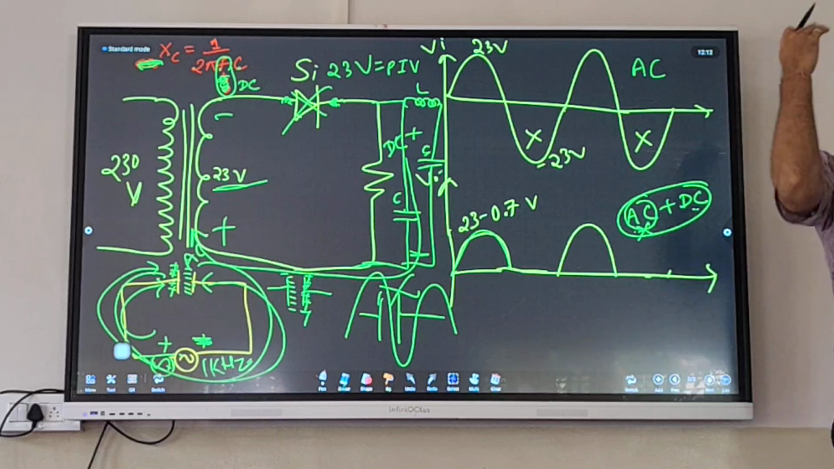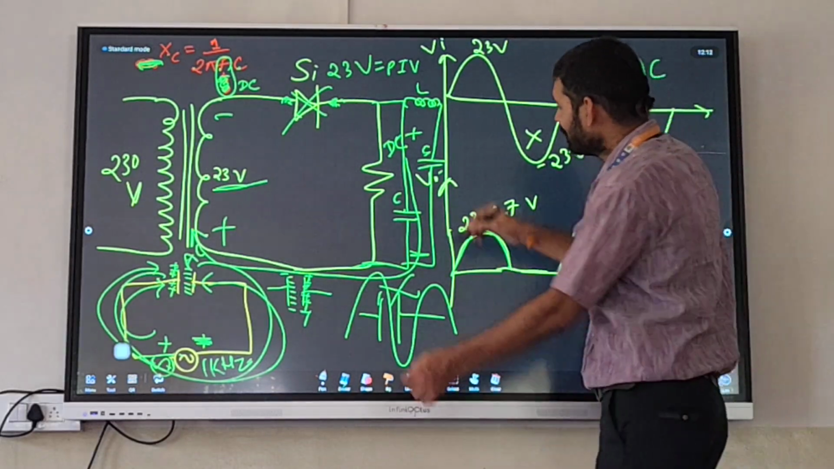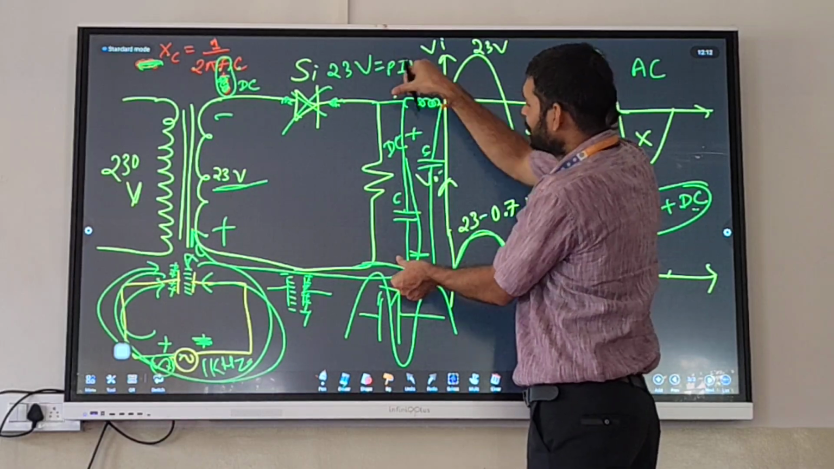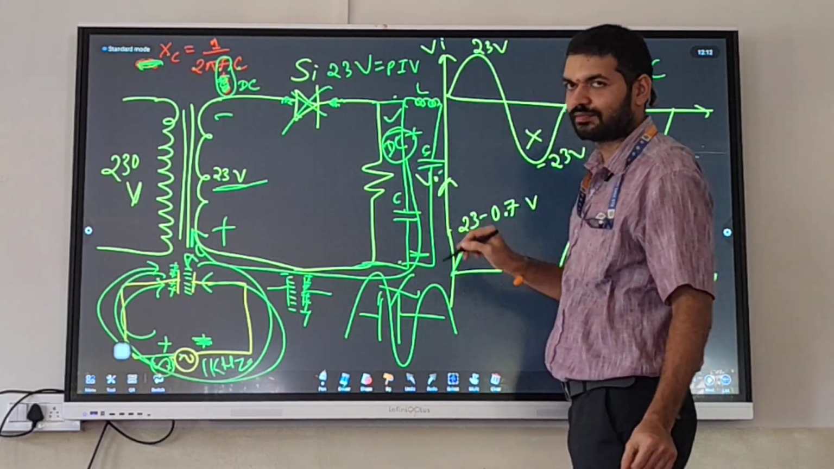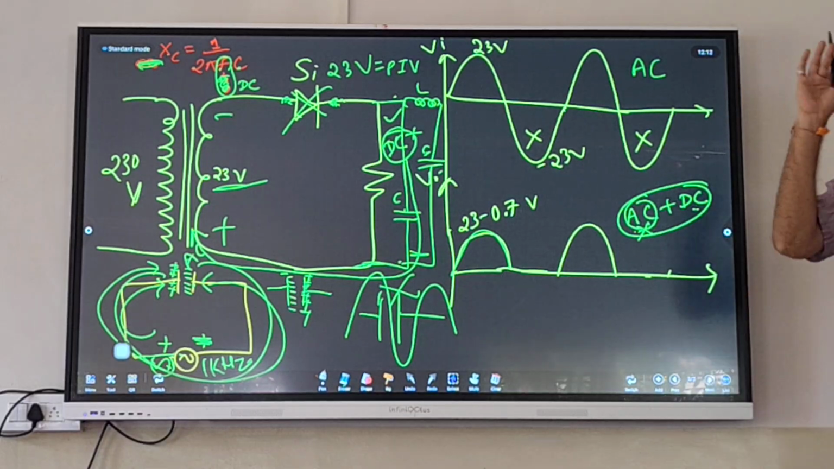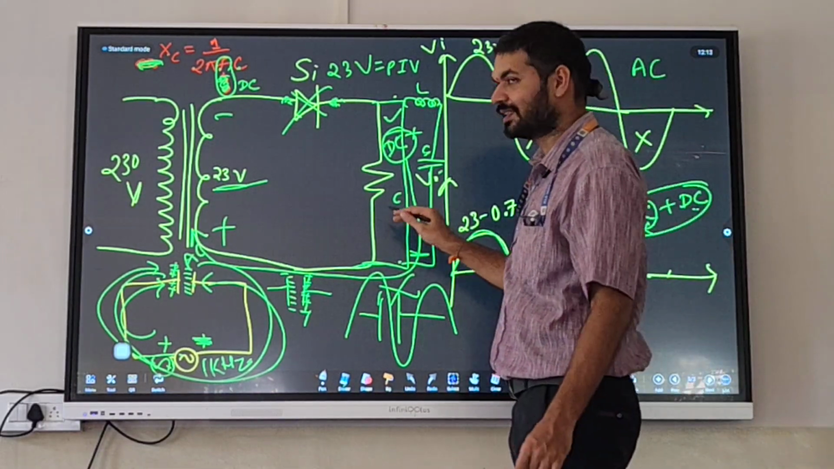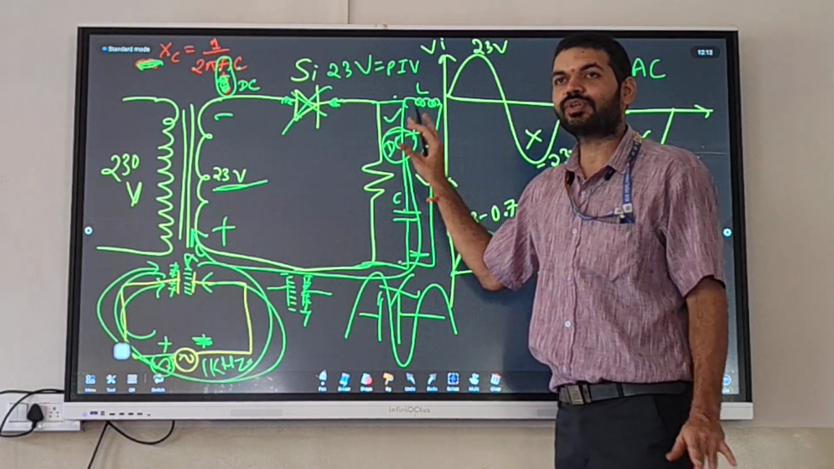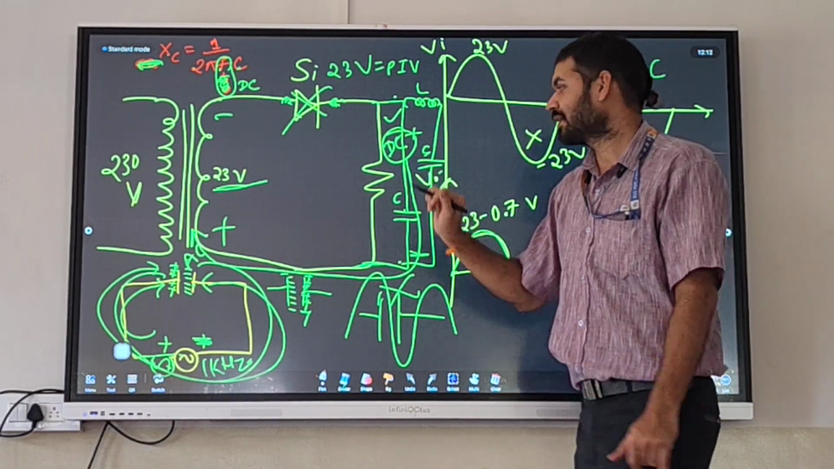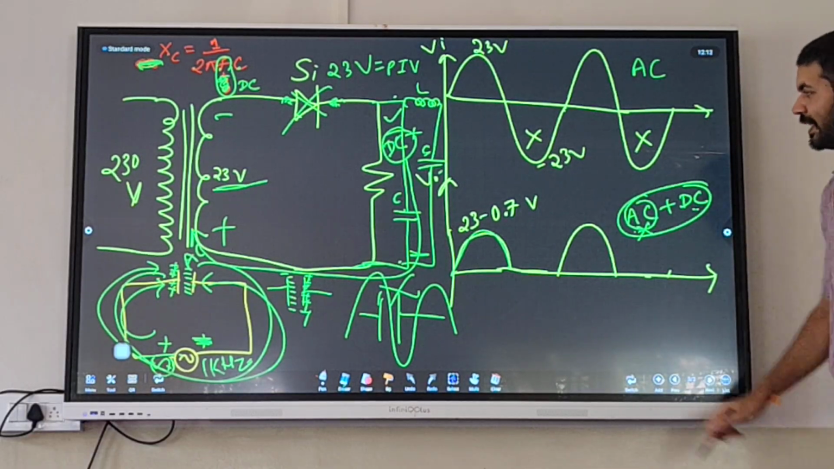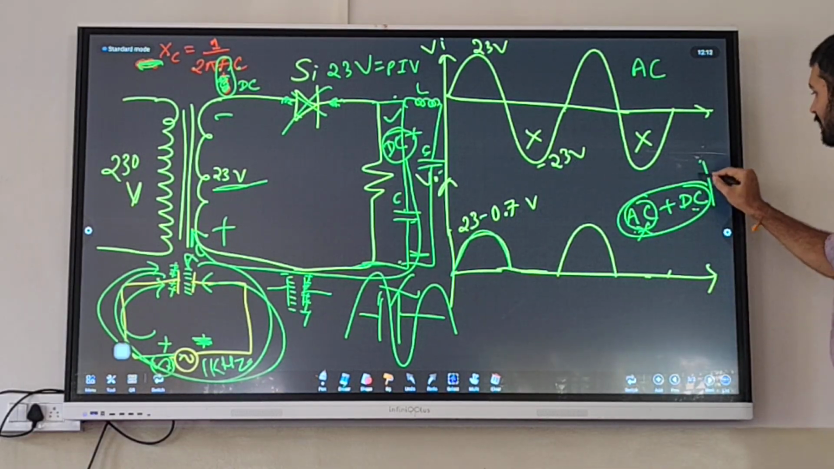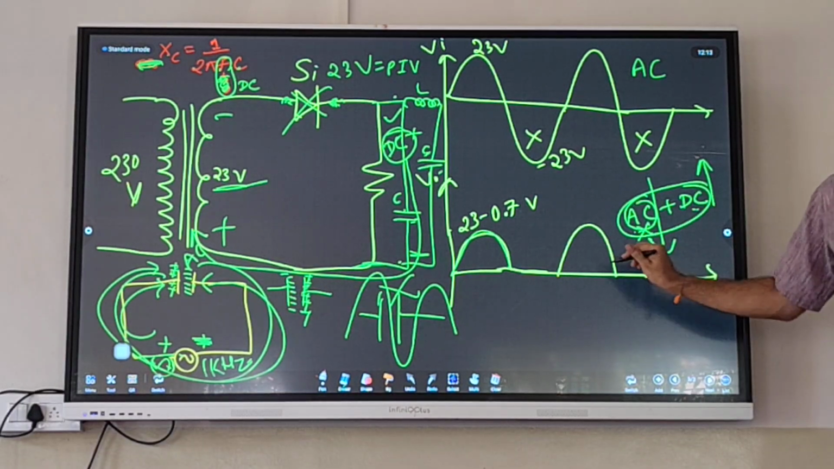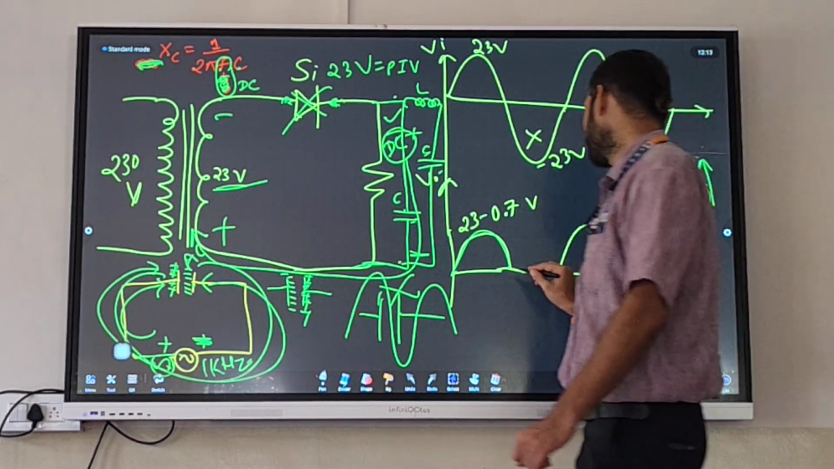But AC passes. Therefore, when we see the voltage at these 2 points, which is our output point, we will measure DC is more compared to AC, but AC is not zero, because AC is also flowing, but AC is not stuck here. Okay, so by placing the filter, our DC content will increase, AC content will reduce. The same is represented in this graph.